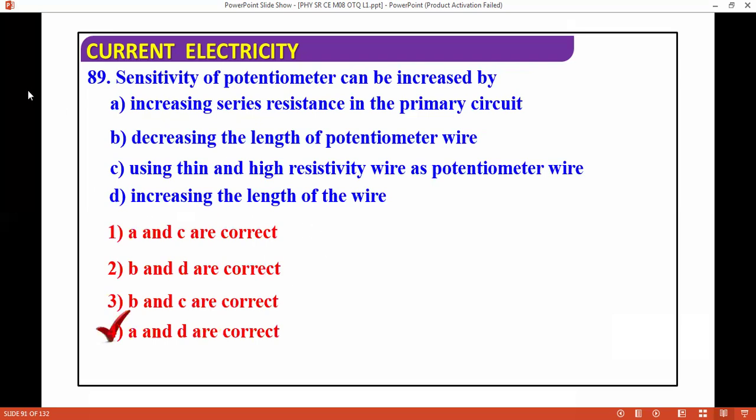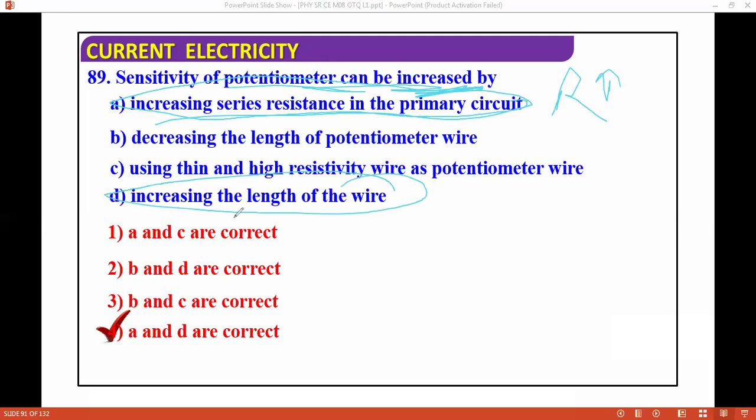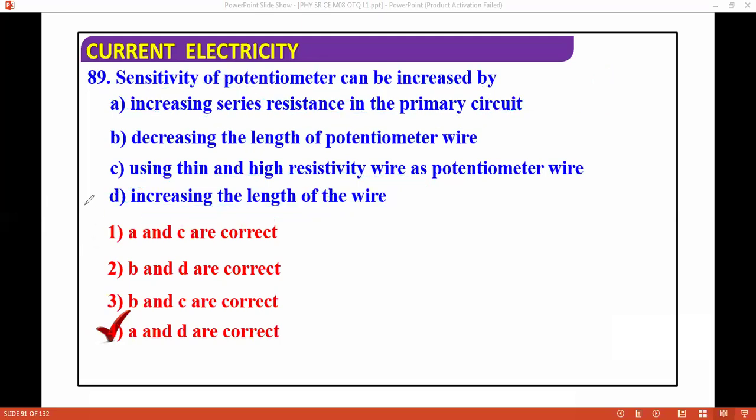See what's happening here. The sensitivity of a potentiometer can be increased by increasing the series resistance in the primary circuit. So basically, by increasing the series resistance, we are increasing the length. Yes or no? Now all of you understood that by increasing the length, the sensitivity of the potentiometer can be increased. I hope you know. If you don't know, don't mind me.